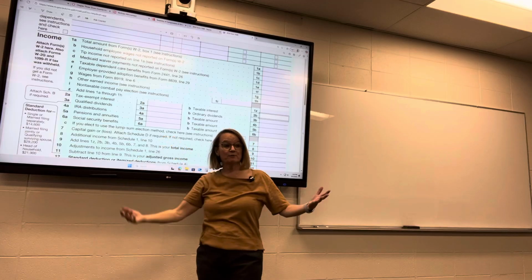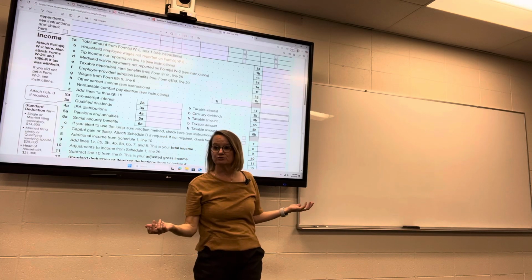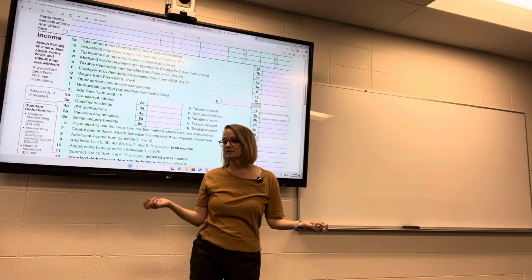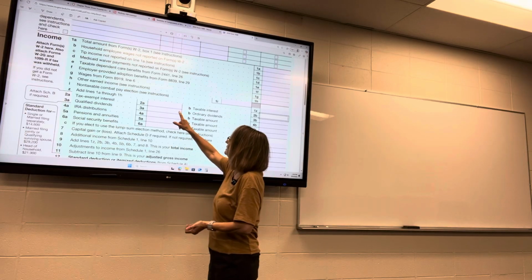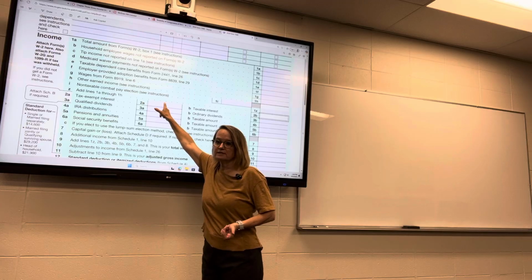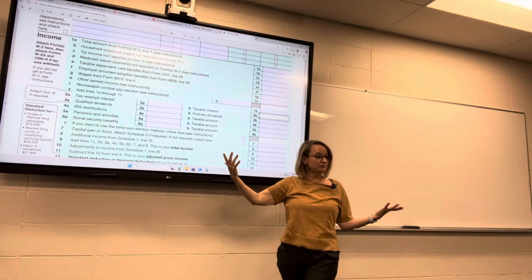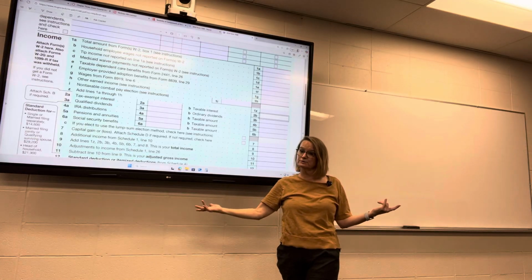So for example, if you have municipal bond interest of $200, but you also have a bank account and you received interest income of $50, then you would have $200 listed here, $50 listed here. So the total amount of interest that you received was $250.